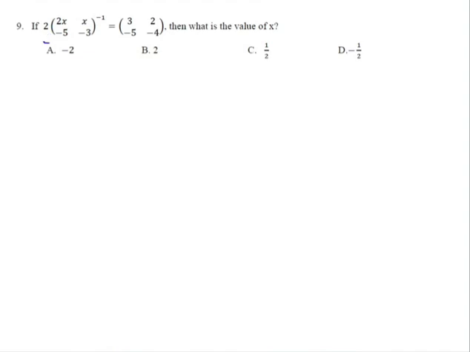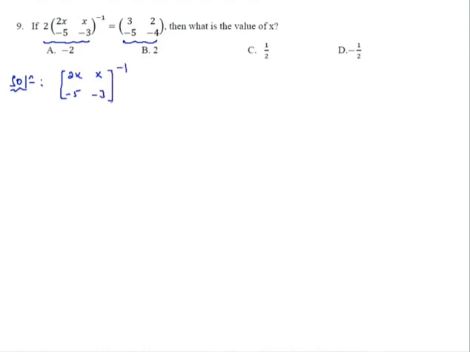If 2 times this matrix, the inverse of the given matrix, is given here, then what is the value of x? አሁን ምንድነው እዚህ ጋር የምንሰራው? We need to do some calculation. Okay, ምን እንፈልጋለን? The inverse of 2x x minus 5 minus 3 must be known.